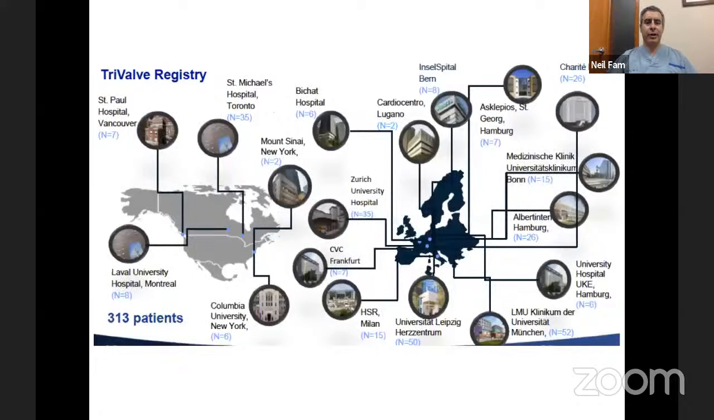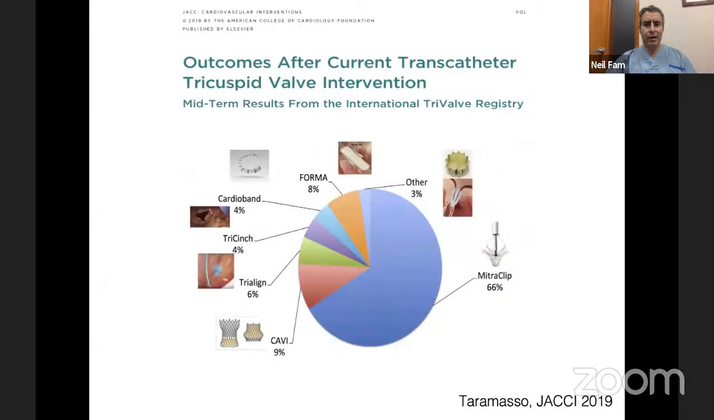So we've learned a lot about tricuspid intervention from the TriValve registry, which was a compassionate use experience from a number of centers around the world. And really, in the initial experience, you can see that 2/3 of the cases were off-label application of the mitral clip for edge-to-edge repair of the tricuspid valve, with a smattering of other devices as shown here.